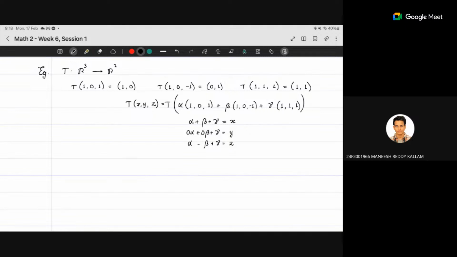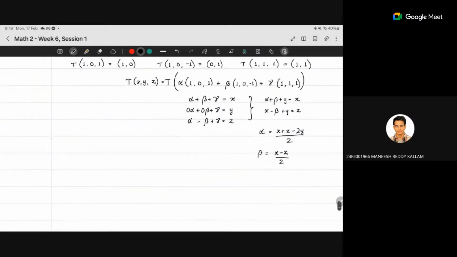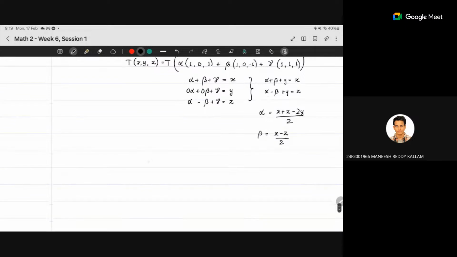Okay, so once you have gamma equal to y, then you will have alpha plus beta plus y equal to x, and alpha minus beta plus y equal to z. So you add the equations, you'll get alpha is equal to (x plus z minus 2y) divided by 2, and beta, you subtract the equations, is (x minus z) divided by 2. And yeah, these are not very nice coefficients, but fine. You can write this that way, right?